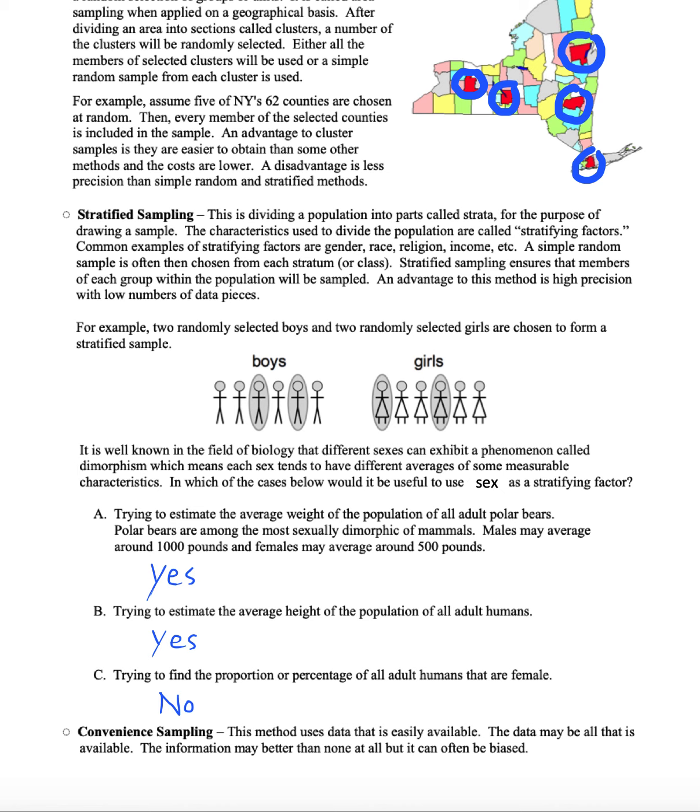Finally, convenience sampling uses the most easily available data. It may be all the information that's available, and it could be useful, better than nothing at all, but it can also often be highly biased.